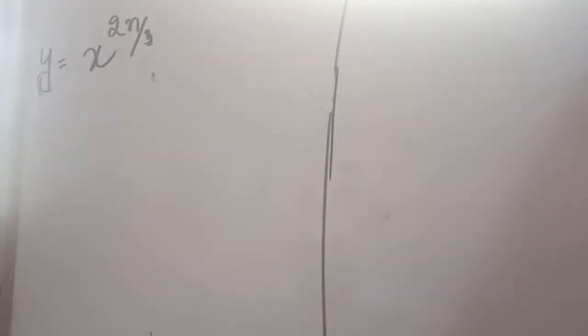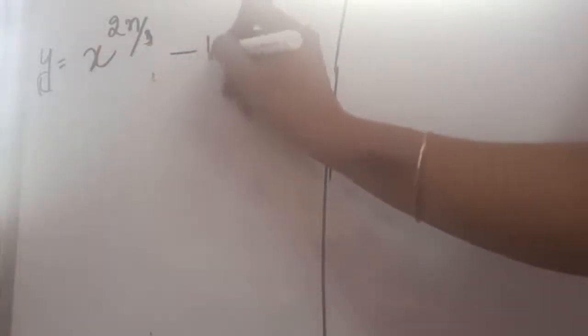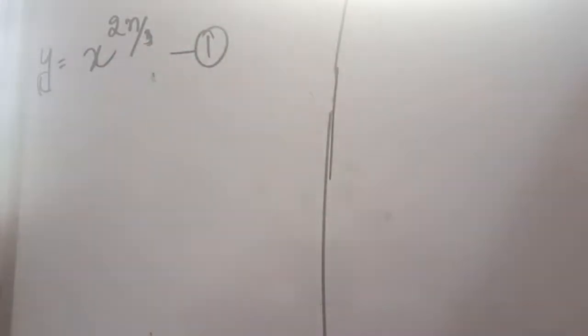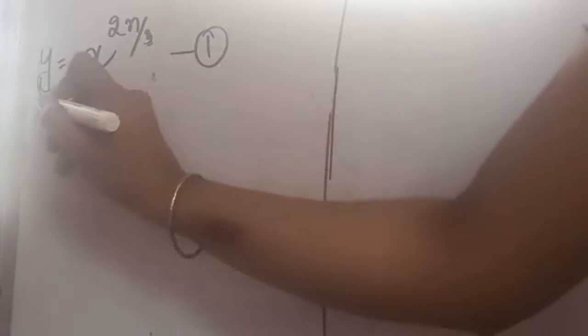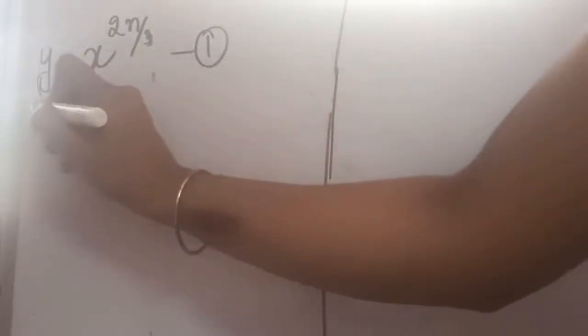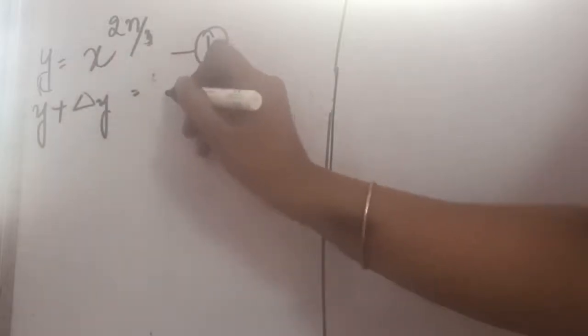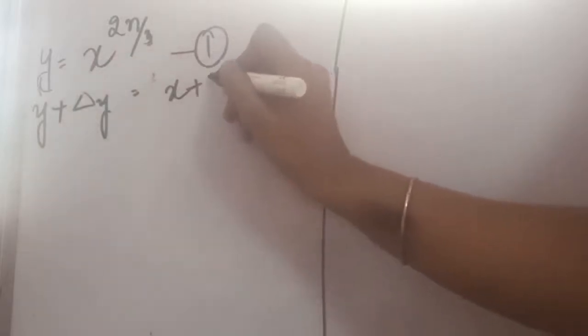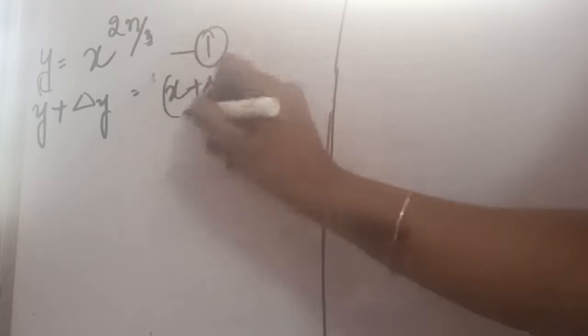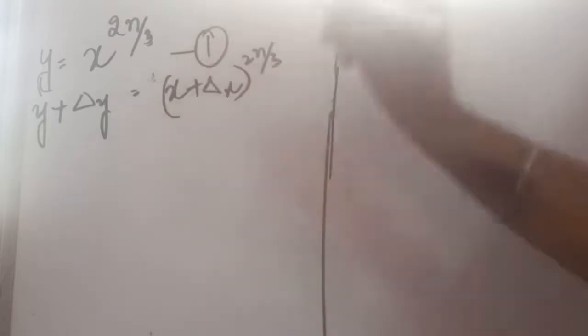So the first step of the first principle method was putting the function equal to y. So we have put the function equal to y, and this becomes our first equation. The second step is adding the increments. So we will add the increments on both the sides. On the left hand side it will be y plus delta y. On the right hand side it will be x plus delta x power 2n by 3.